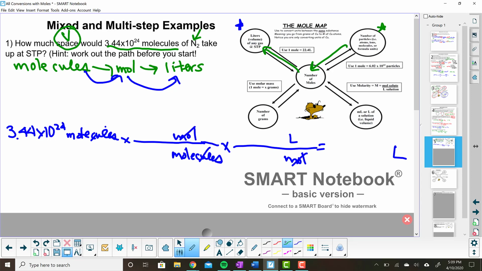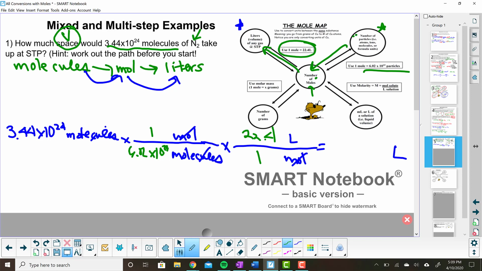Now, when I add in those conversion factors, let's look at our mole map. To get from number of particles to number of moles, I need to use Avogadro's number, 6.02 times 10 to the 23rd. And there's that many molecules in 1 mole. So now I'm in moles. Right? To get from moles to liters, I need to use this new Avogadro equality that says there are 22.4 liters in any 1 mole.